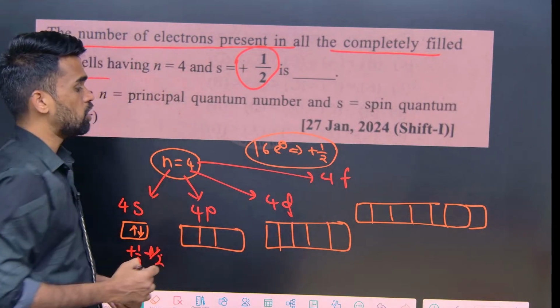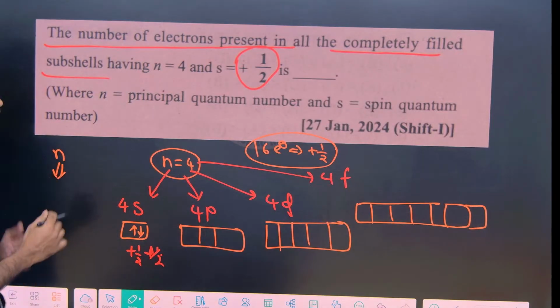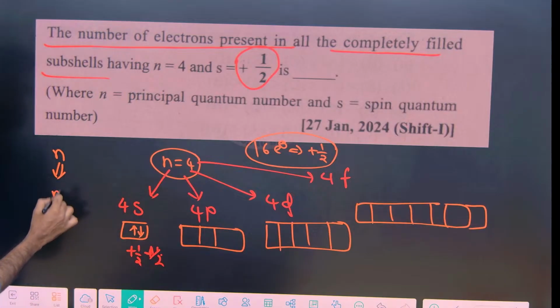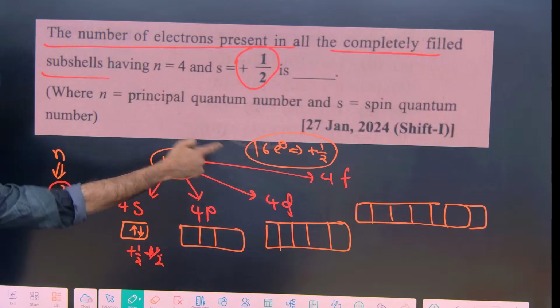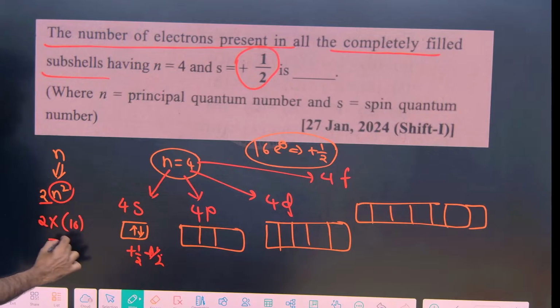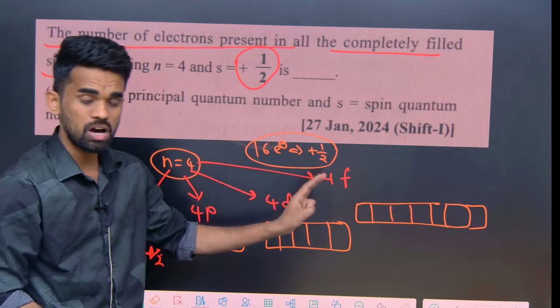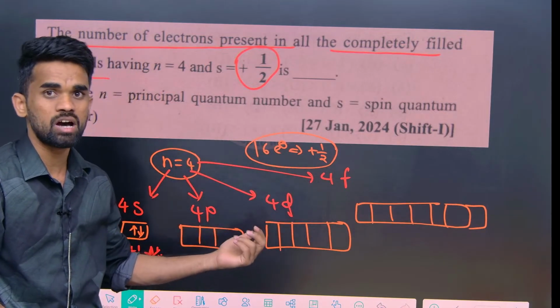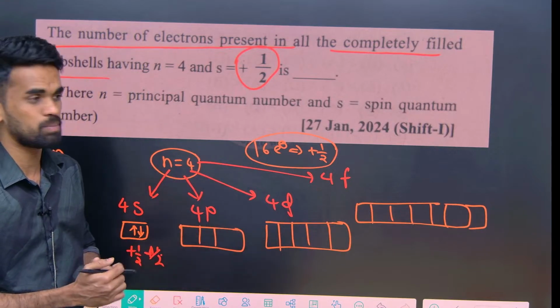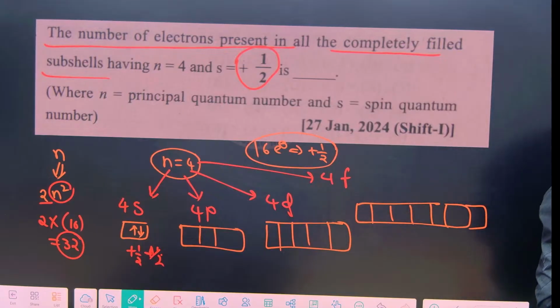Now for example, for a given n value, if they ask the total number of electrons possible, you just take it as 2n square. So n square here, 4 square is 16, into 2, each orbital can accommodate 2 electrons, that is 2 into 16. So a total of 32 electrons can be accommodated. Out of the 32, 16 are with plus half and 16 are with minus half spin of electron. Is this clear? Yes, if it is clear, let's move forward.